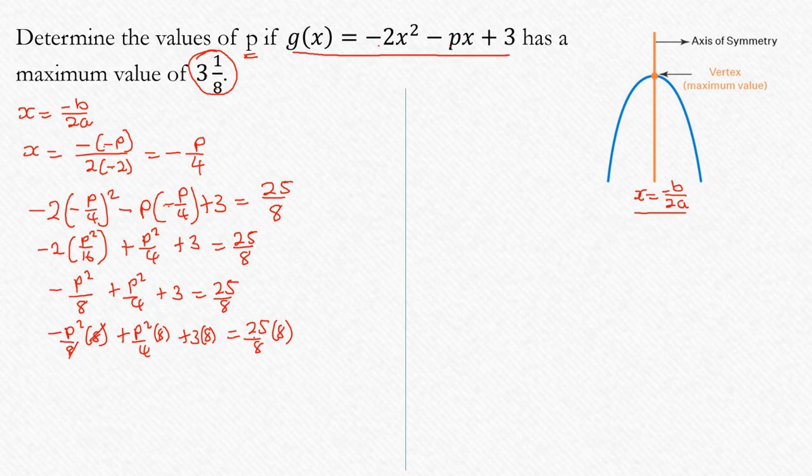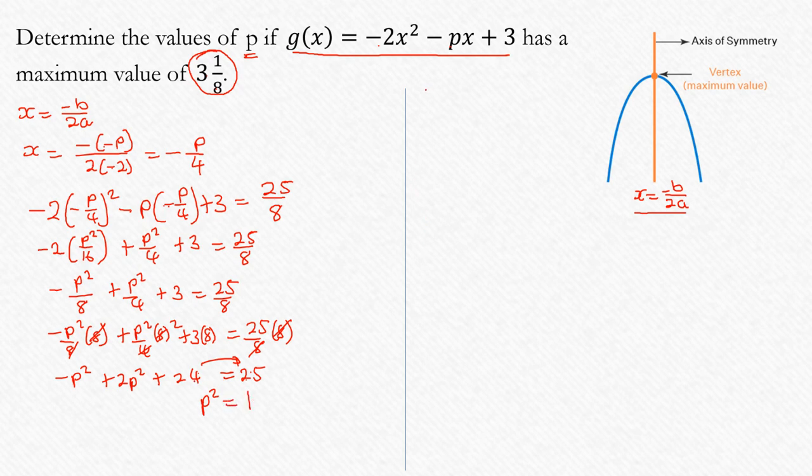Here 8 divided by 8 is 1, and again 8 divided by 8 is 1. Then 4 into 8 is 2. So we remain with negative p squared, plus 2p squared, plus 24, is equal to 25. And what is negative p squared plus 2p squared? That is p squared. Then we transpose the 24: 25 minus 24 is 1.